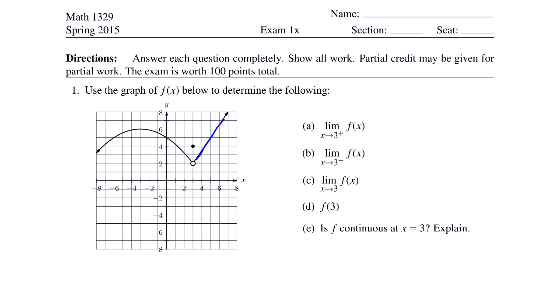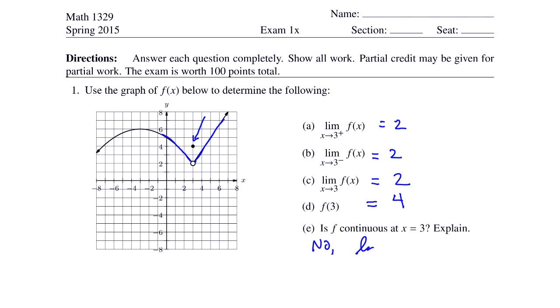So you see I'm tracing, and we end up at y equals 2. Part B is from the left, and that is also y equals 2. Since the left and right limits are the same, then the full limit is also 2. For the function value, though, we have a solid dot above here, and so the y value there is 4. Since the function value is not the same as the limit, the function is not continuous at x equals 3.